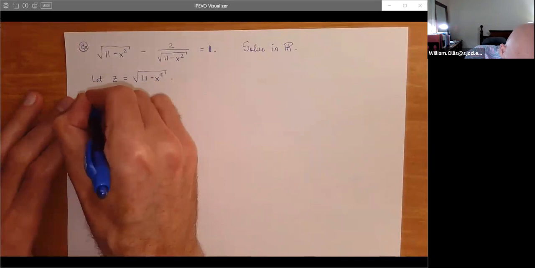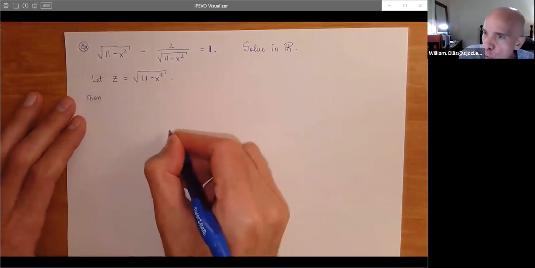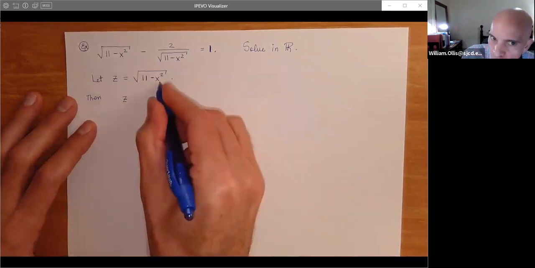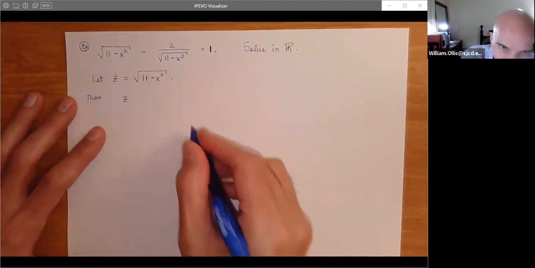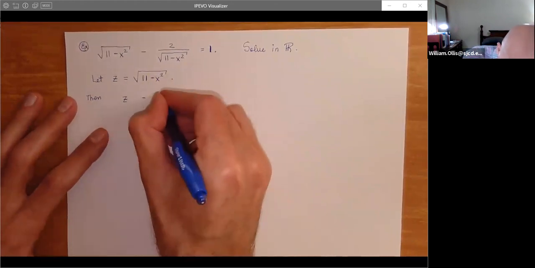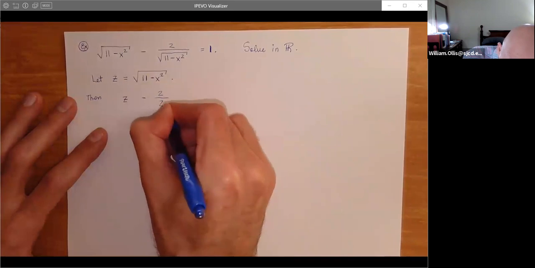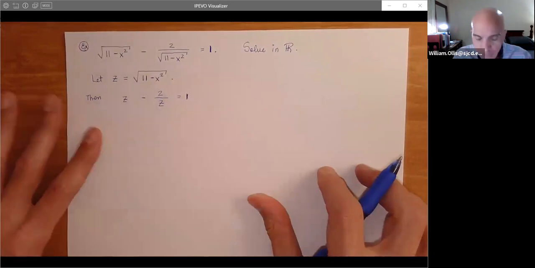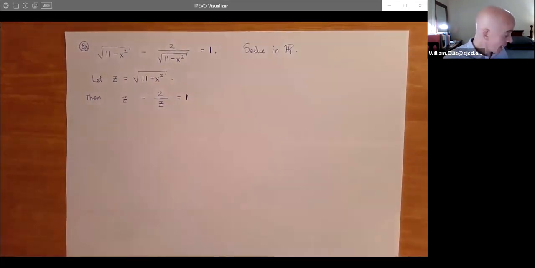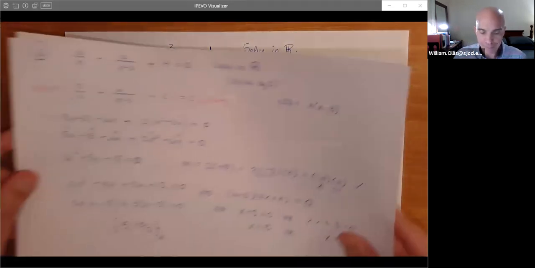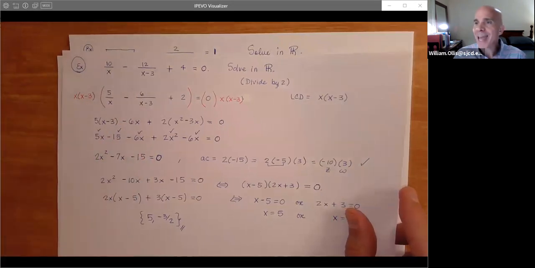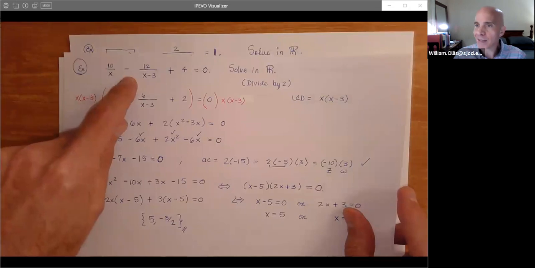So then, what kind of form is this going to have? Well, this will be z. You could call it x, but since we're already using an x, I use z instead. z minus 2 divided by z equals 1. Now, if you look at this, this is exactly like this problem here, clearing the denominators. So we now have a problem that looks like this.